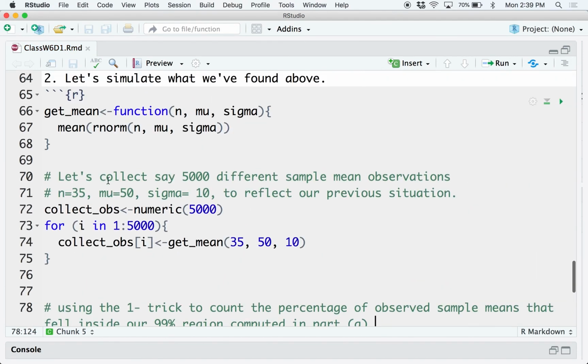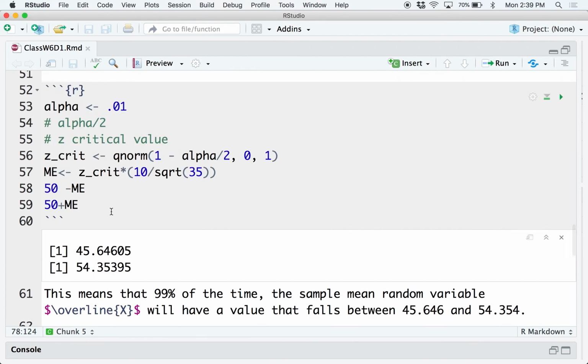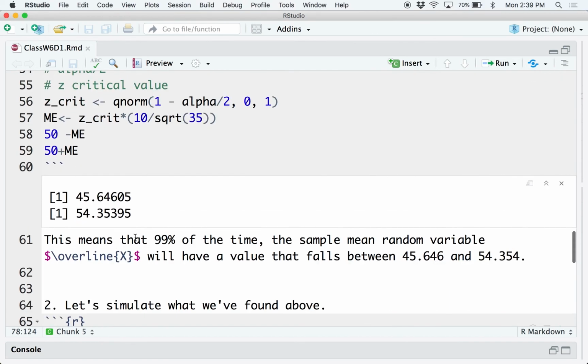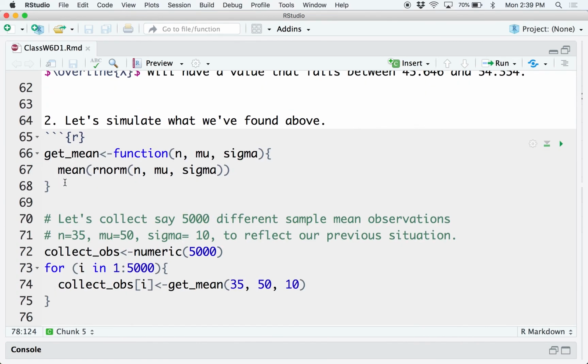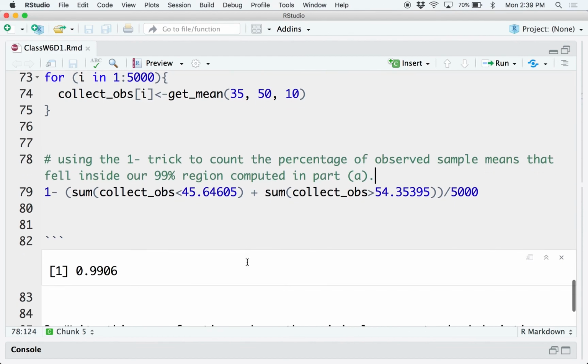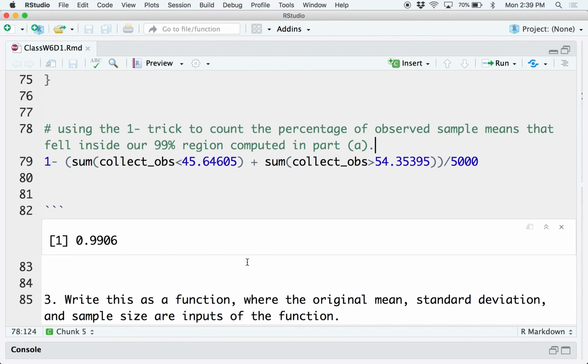Again, the idea is the theory, using this middle percentage theory, gave us an interval to shoot for, and then we simulated this by collecting 5,000 sample means, and we ended up with an observed 99.06% fell inside. So you can see that the theory and the simulation, the observations, are matching up.